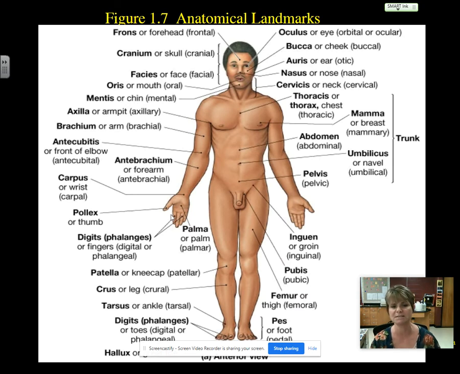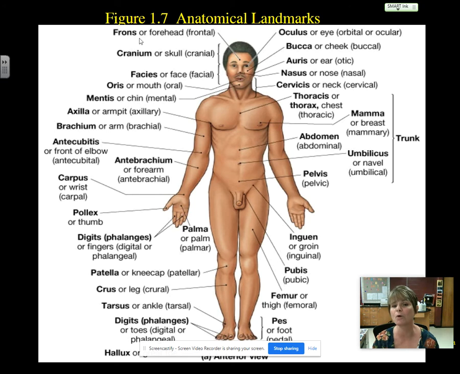Now, the first thing that we see when we look here are the bold words, and then we have another word after the bold word for the most part, and then we have a word in parentheses. Okay, the word in bold is what I call the term. Okay, that's the actual vocabulary word that we're trying to learn. The word in parentheses is another form of that vocabulary word or another form of that term. So frons is the term or the vocabulary word. Frontal is the adjective.